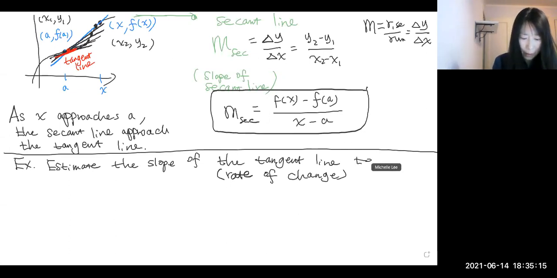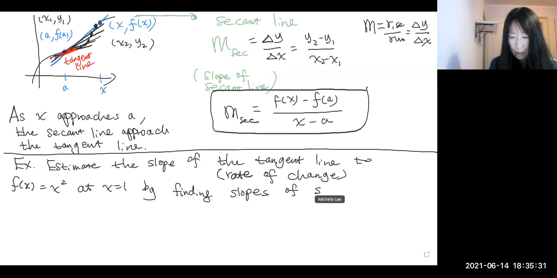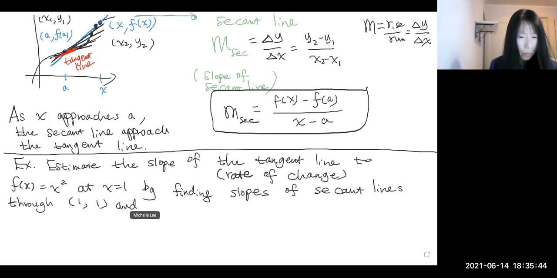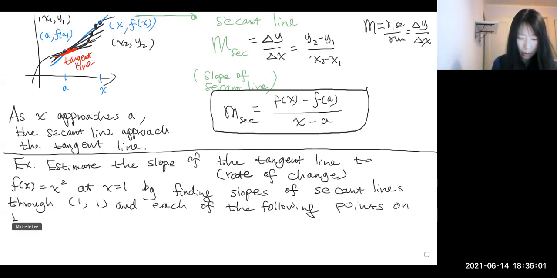To f of x equal to x squared at x equal to 1, by finding slopes of secant lines through (1, 1) and each of the following points on the graph.